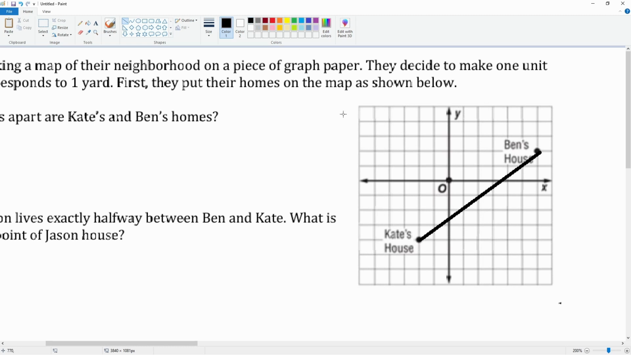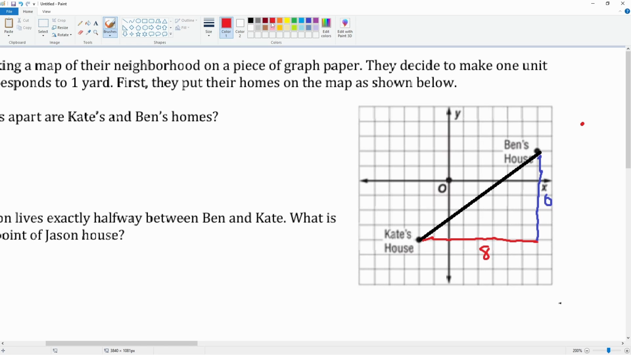Ben's house. But the problem is we can't count it diagonally. Therefore, we have to count it horizontally and vertically. So let's look. 1, 2, 3, 4, 5, 6, 7, 8. So this is 8, right? And then the up value is 1, 2, 3, 4, 5, 6.